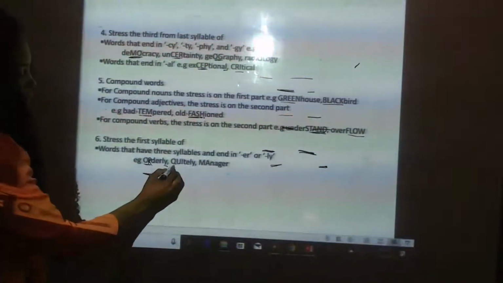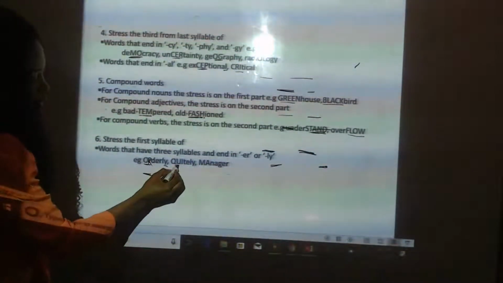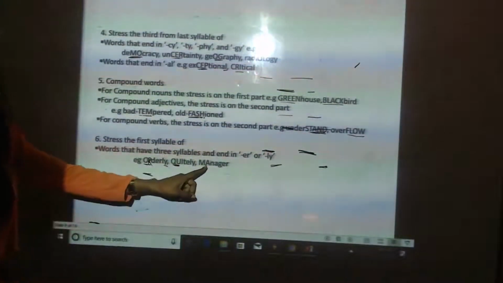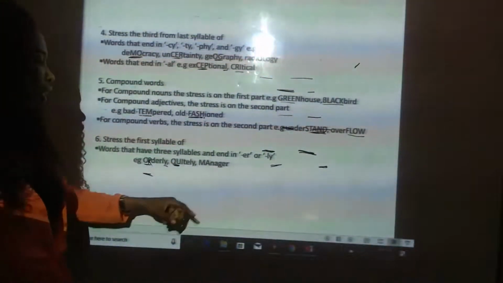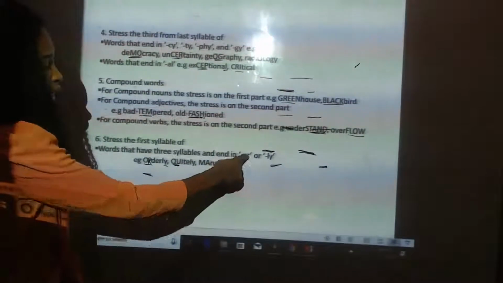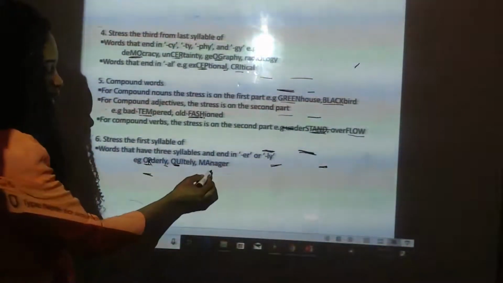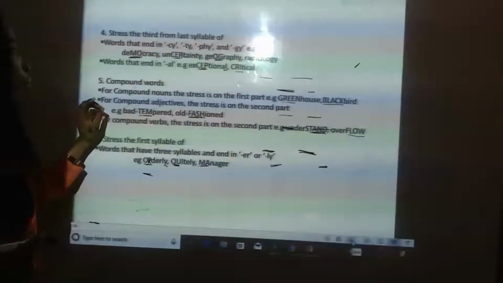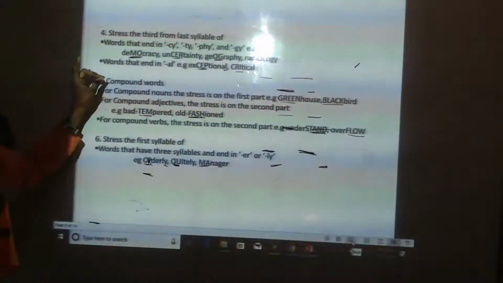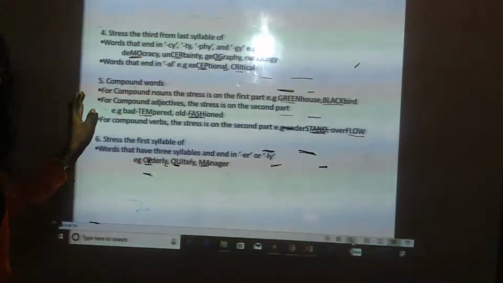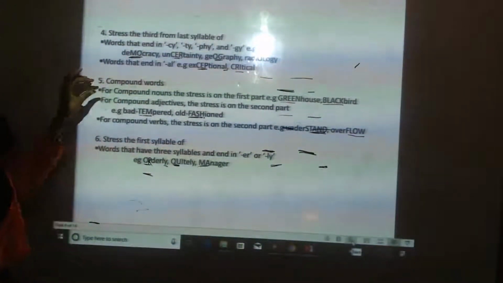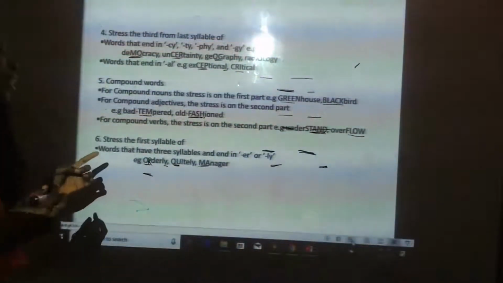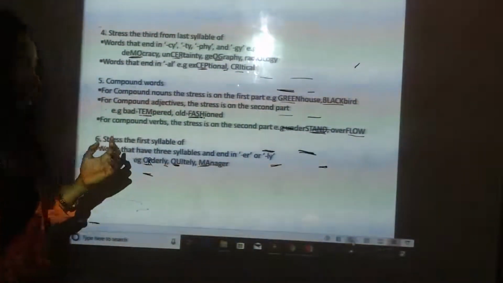The next one, quietly. This qui, which happens to be the first syllable, carries the stress. Then the last one, manager. Manager ends with -er. Therefore, it carries the stress at the first syllable, manager. We are producing the word. Syllabic stress just talks about you identifying that syllable that bears the higher tone in producing them.